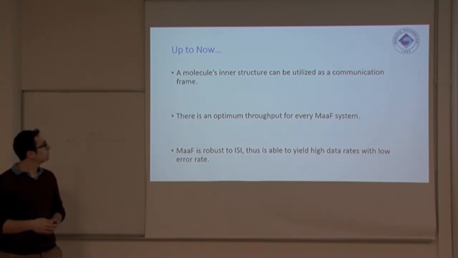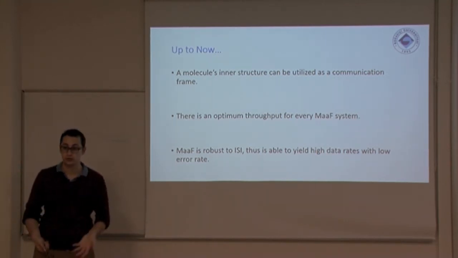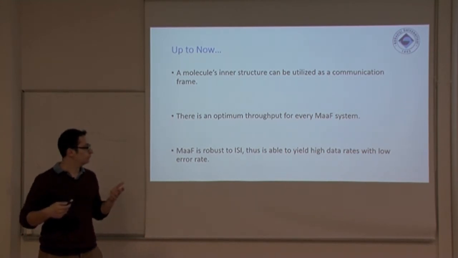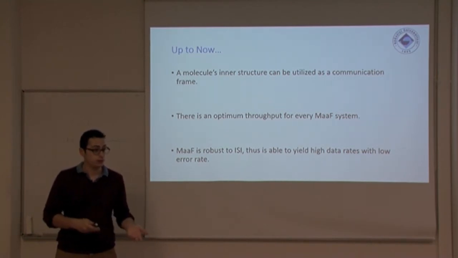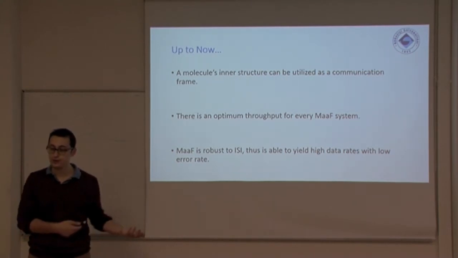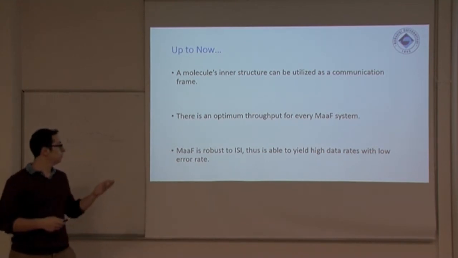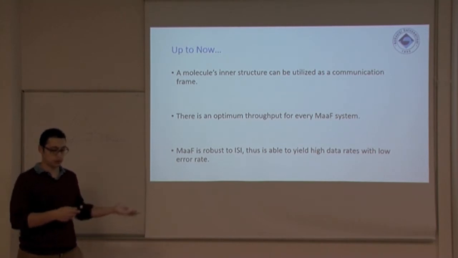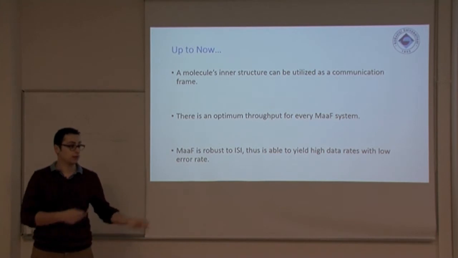So okay, let's take a break. So this is what we came up to now. We have a channel with certain constraints. We have a really ugly channel actually, and using the inner structure of the molecule as a frame, and combating ISI and combating the noise that the signal generally faces, and finding the optimum allocation, the optimum point in between, we can actually combat both of these things pretty well and come up with a system that yields high data rates with low error rate, which may actually be the future of this thing.